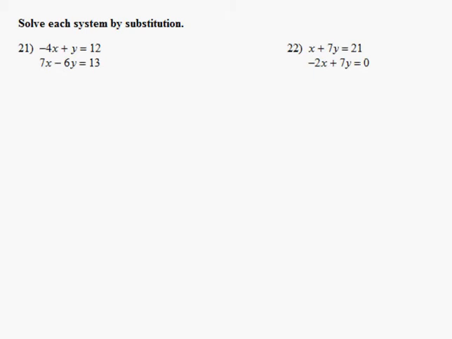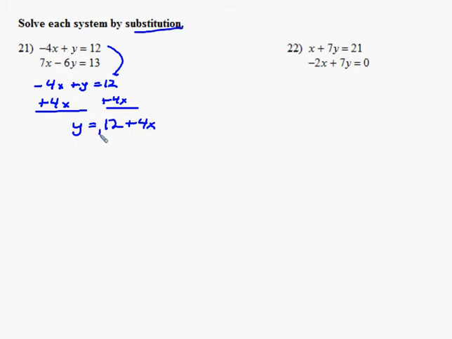So we're going to take this, negative 4x plus y equals 12, and we can easily solve for y by just adding 4x to both sides. So y equals 12 plus 4x. This is called substitution because now what I'm going to do is I'm going to take what I have for y and I'm going to substitute that in for y in the other equation. So I'm going to take this 12 plus 4x and I'm going to put it in for y into the other equation. I'm substituting it in.